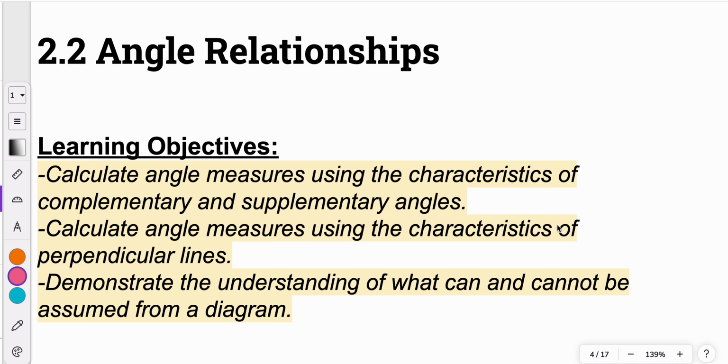Today we're going to look at lesson 2.2, angle relationships. So we'll be able to look at complementary and supplementary angles, what a perpendicular line or perpendicular angle is going to be, and then how to understand what can and cannot be assumed from a diagram.